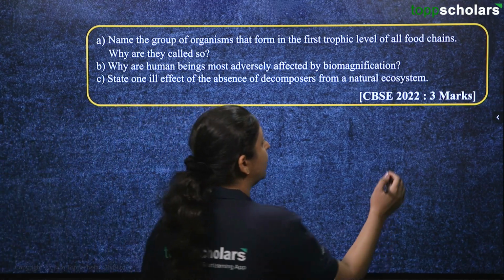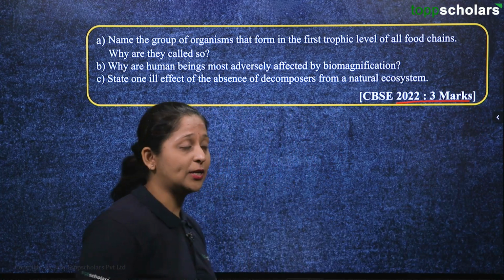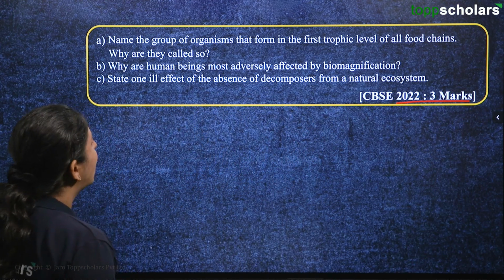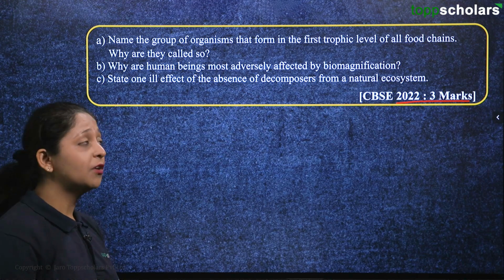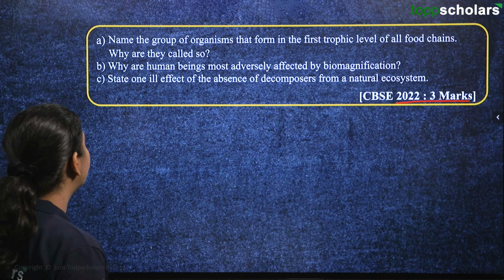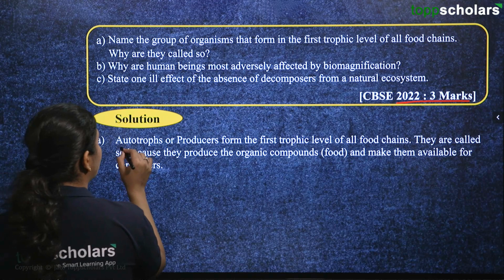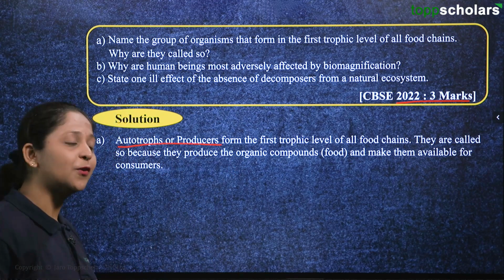Next is from the year 2022, students. It's a 3-mark question. Name the group of organisms that form the first trophic level of the food chain, and why are they so called? For this one, autotrophs or producers. They are from the first trophic level.